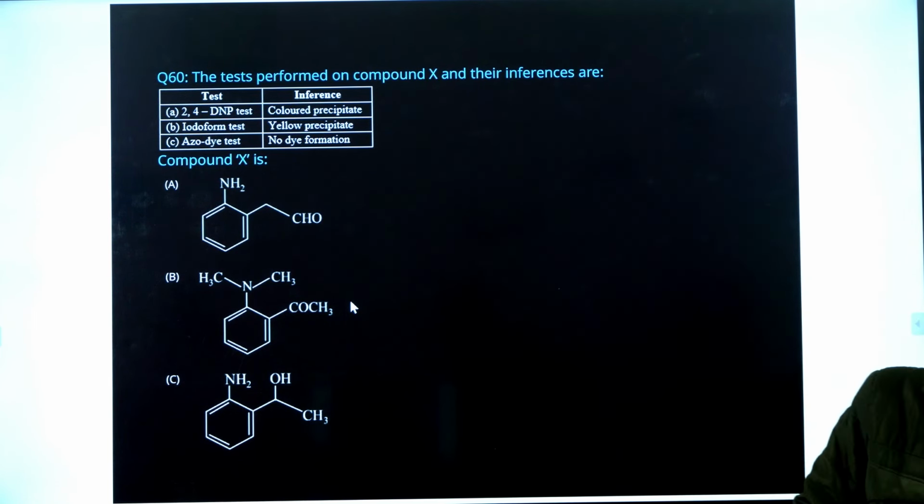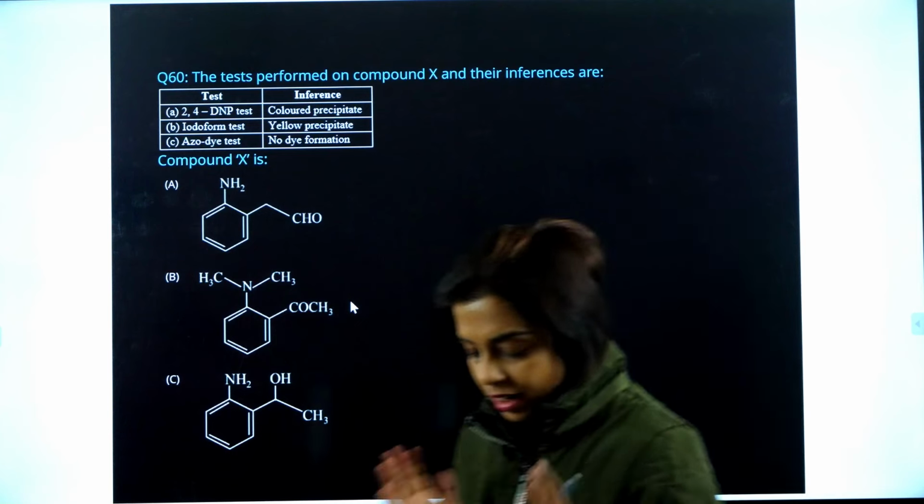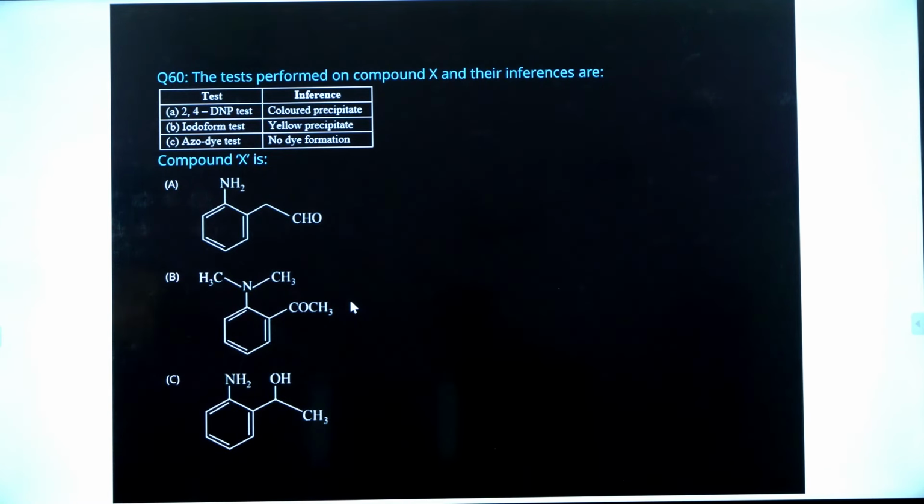COCH3, there should be a COCH3. Yes, COCH3 should be there, correct? And no azodye test. So guys, let's have a look at all the options. I can see that in options 1, 2, 3, only one option has COCH3, which can give the iodoform test here.